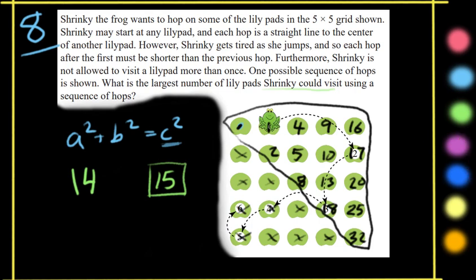So let's say that, now if we want to do all those distances, one of the distances is going to have to be from corner to corner. In fact, it's going to have to be the first hop because the first hop has to be the biggest. So that means Shrinky's going to have to start on one of the 4 corners. And it doesn't matter which one we pick because it's a symmetrical thing. So let's just say that she starts here.